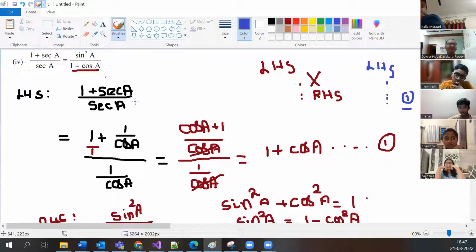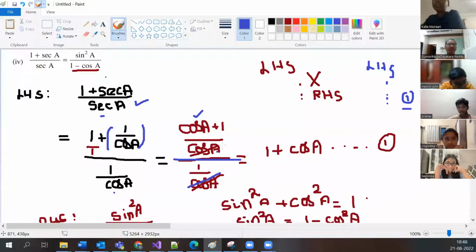So we are taking the left hand side, which is nothing but (1 plus secant A) by secant A. 1 is as it is, and secant A is nothing but 1 by cos A. And here also we are replacing with 1 by cos A. Now the LCM in the numerator is cos A. So it will become (cos A plus 1) divided by 1 by cos A. Cos A will get cancelled. So the leftover is 1 plus cos A. Let it be number 1.